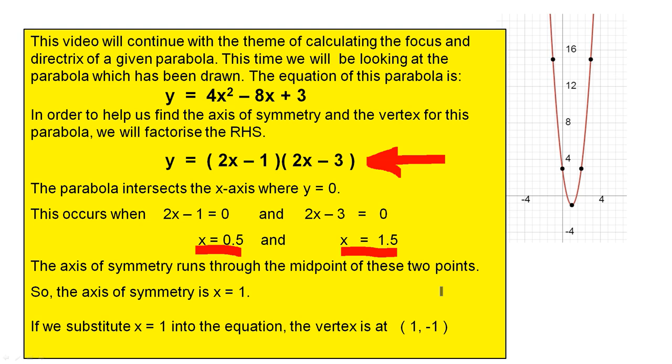The axis of symmetry runs through the midpoint of these 2 points. So the axis of symmetry is x equals 1. So there is the equation for the axis of symmetry. If we substitute x equals 1 into the equation, the vertex is at (1, -1). You must remember, the vertex always lies on the axis of symmetry.